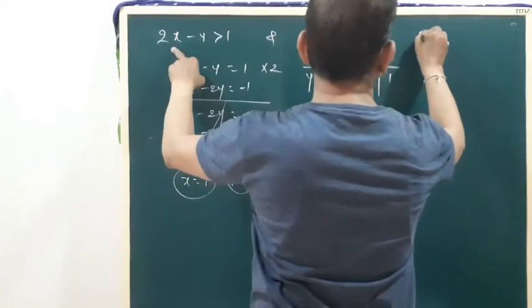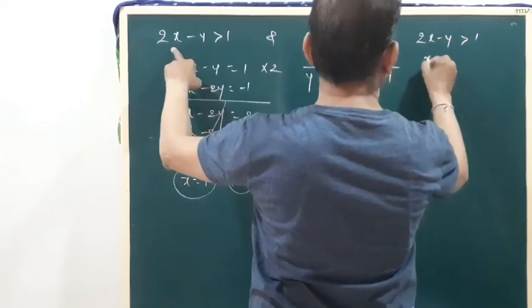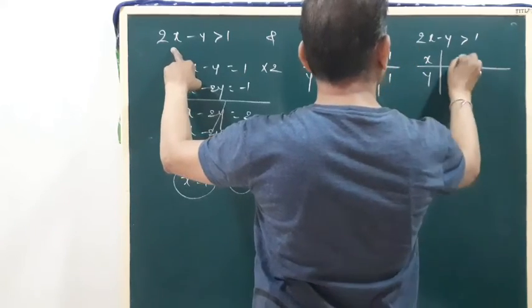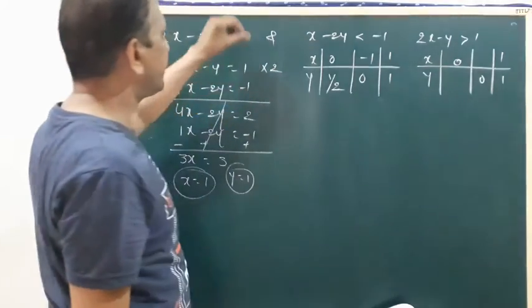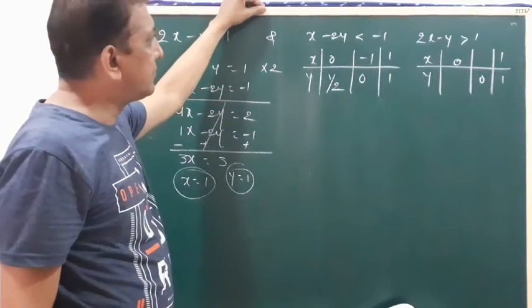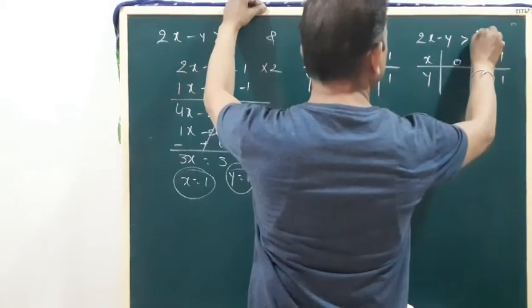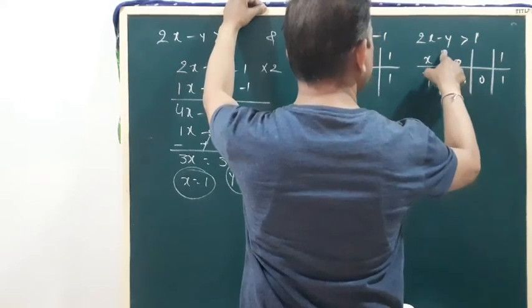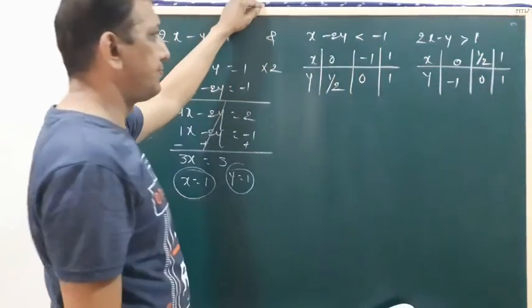Now first equation, 2x minus y greater than 1. x 0, y 0 and 1, 1. x equal to 0, so y is minus 1. y 0, x equal to 1 by 2.